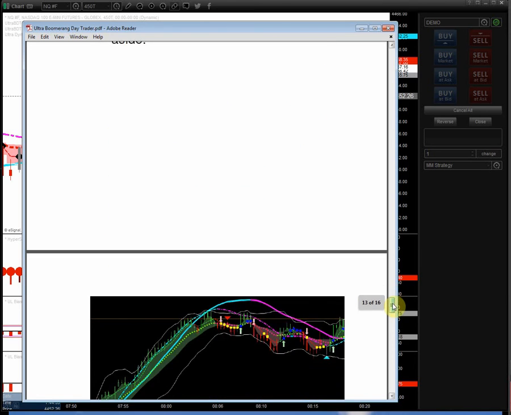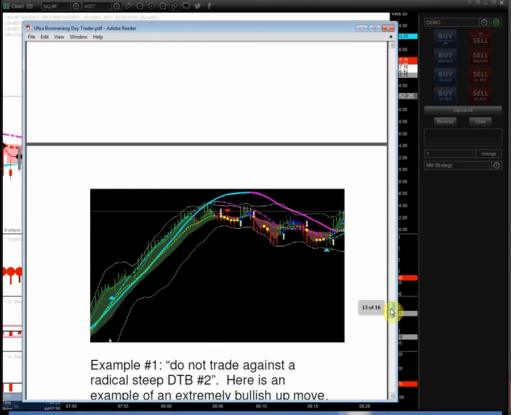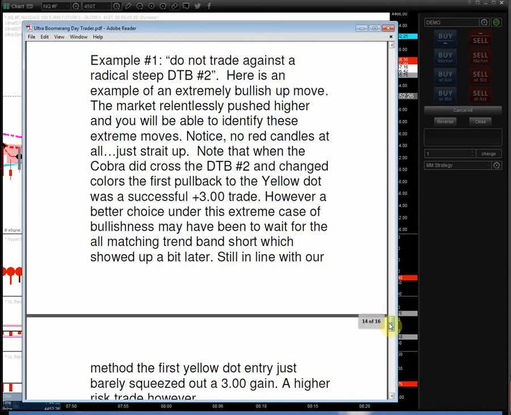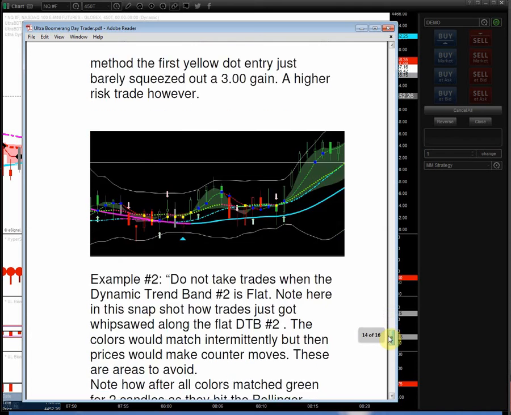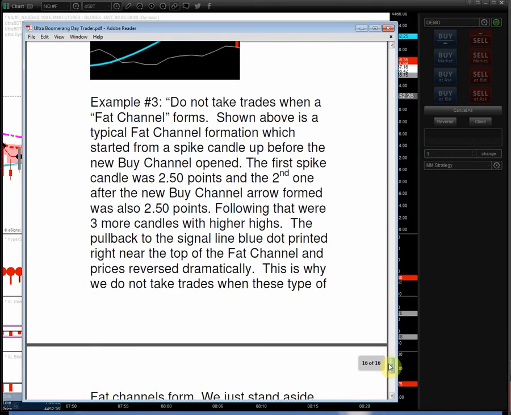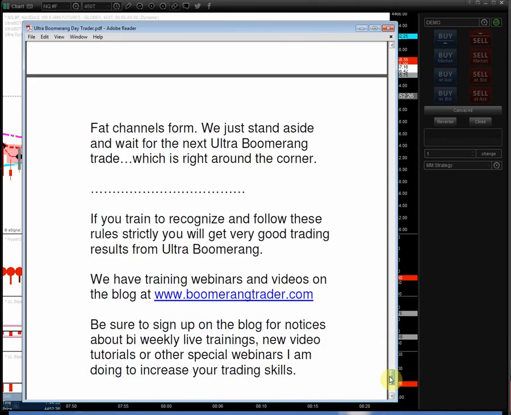Again, we're going to go over 10 days of setups, so you'll have a real good idea how to trade with Boomerang once you're done watching this. And again, all chart setups showing what steep and flat and fat channels are and everything. But I'll go into these in detail.